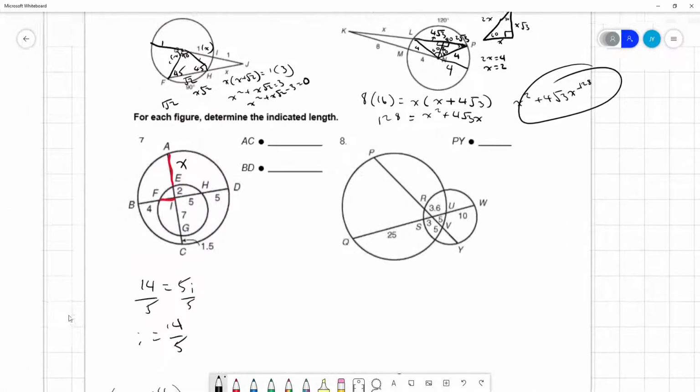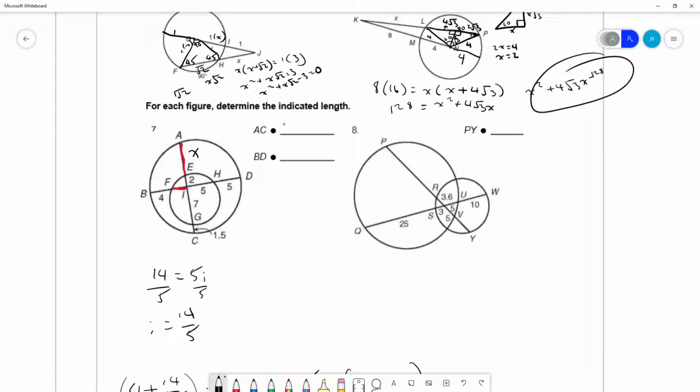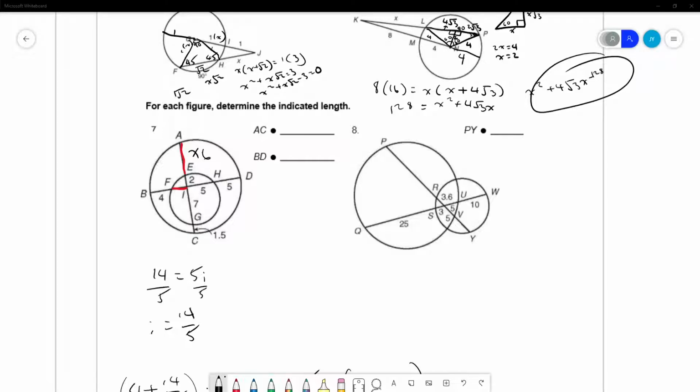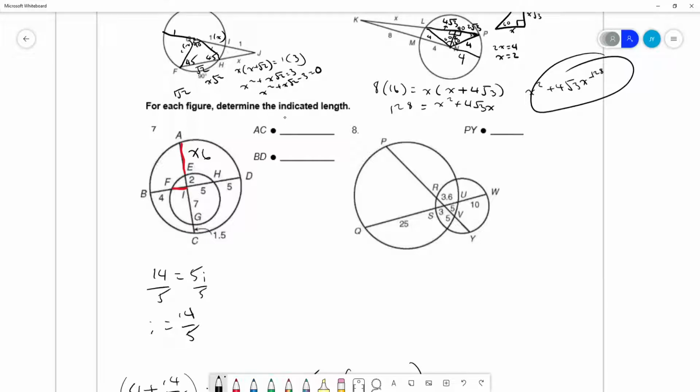Next, after we find x, what we really have to look for is what AC is equal to. So we have to add this up: 6 plus 2 plus 7 plus 1.5. That's going to come up to 16.5. Okay, for BD, what is it looking for? It's looking for this segment over here. We already found the unknown measurement, so we can simply add those up, including this 14 over 5, and we would get 16.8. So let's go on to the next one.